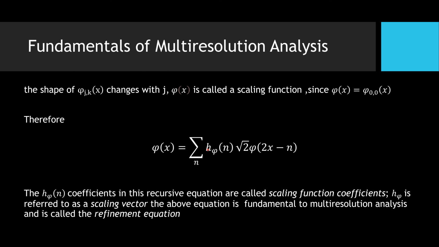Here the psi of j,k of x changes with psi of x, hence psi of x is called the scaling function. Since we know psi of x equals psi of 0,0 of x, we simply substitute 0,0 of x, that is root 2 psi of 2x minus n. Then we'll get something like this. This equation is also known as the refinement equation.